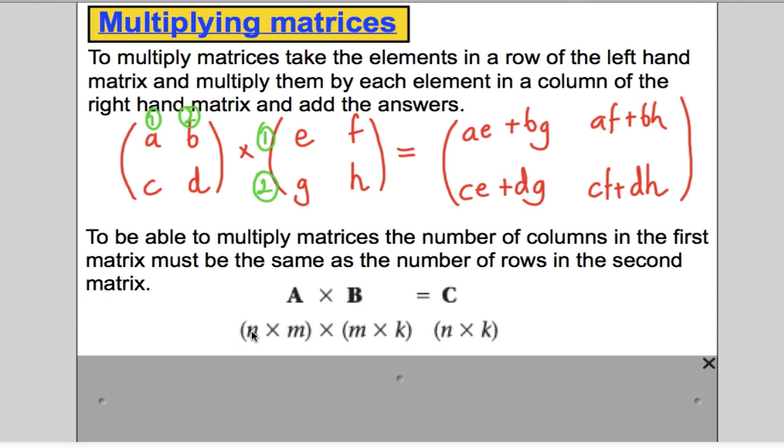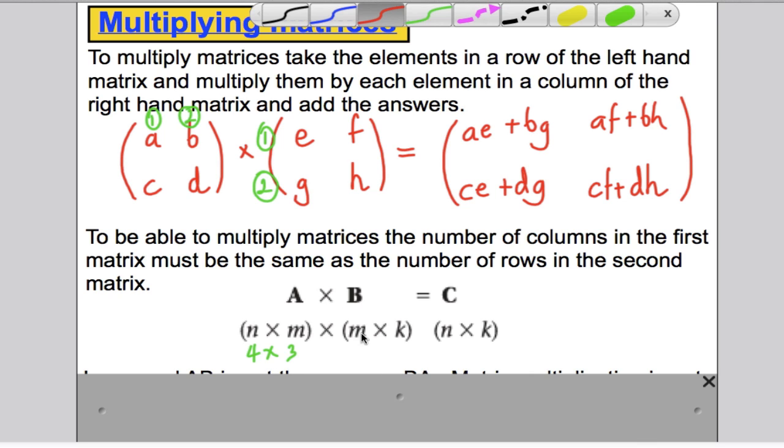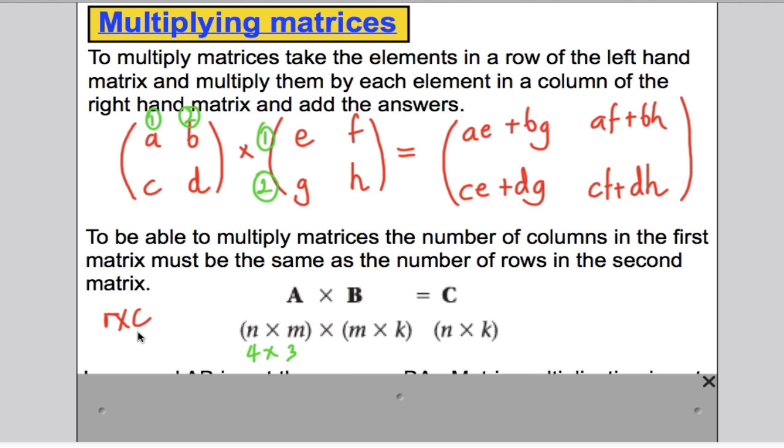Say matrix A was an n by m matrix. Let's say, for example, a 4 by 3 matrix. And for matrix B, in order to do the multiplication, remember, really confusing, we want the number of columns in the first to equal the number of rows in the second. So this number here must be the same as this number. This is the columns in the first and the rows in the second.